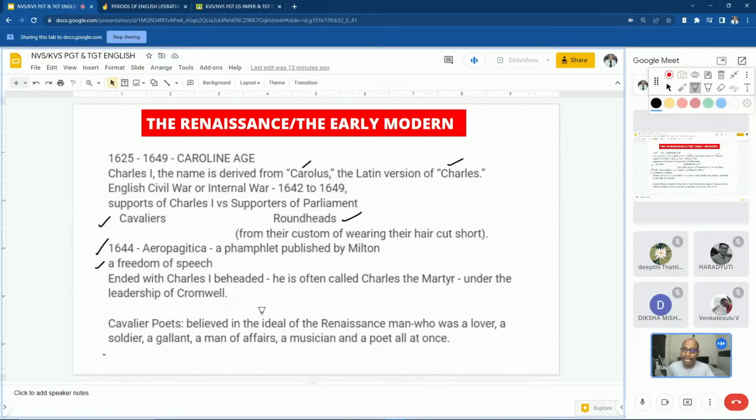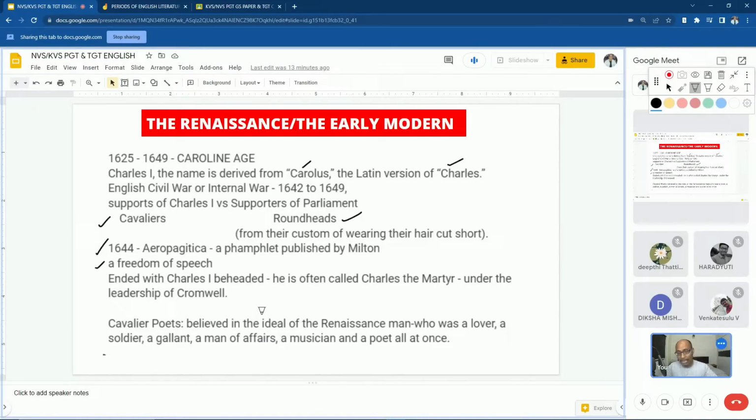But what happened at the end of this Caroline Age, this Oliver Cromwell and his group, when they entered into England, they caught Charles I and they beheaded Charles I, and his son Charles II ran away from England. So that is the end of the Caroline Age. So you can see how the situation, how the things changed from the best to the worst.